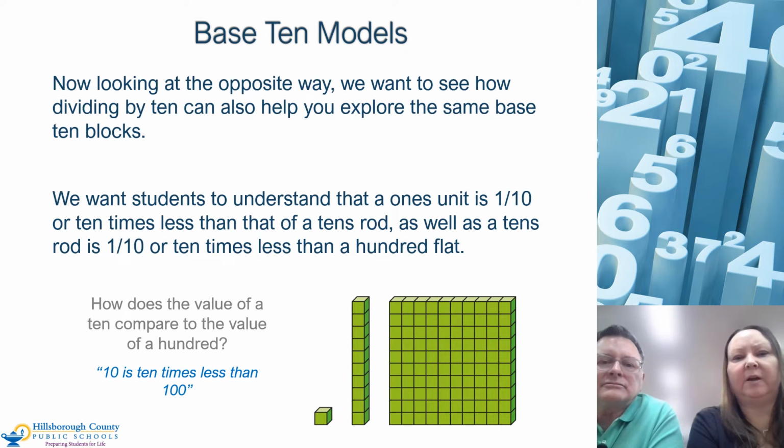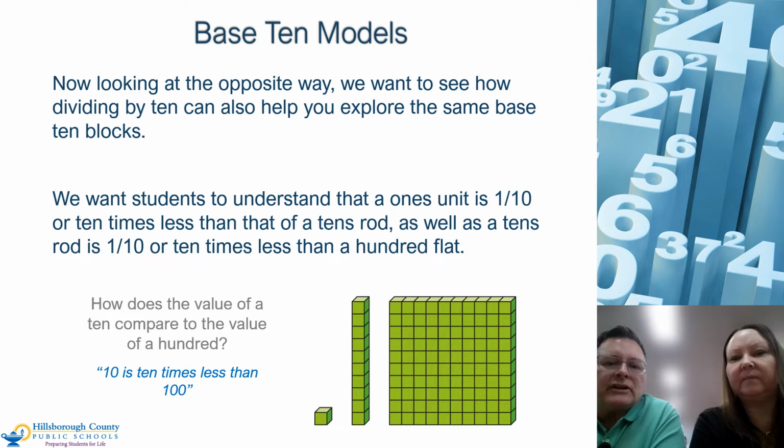Now looking in the opposite direction, we're looking at 10 times less, or dividing by 10, which is new to 4th grade. If you take a look at those base 10 blocks, and at the text in blue in quotes, 10 is 10 times less than 100. The students can see that, and they may actually have to build on top of that flat to show 10 rods, and with each rod saying 1 times less than 100, 2 times less than 100, 3 times less than 100. So they're seeing that relationship, and the same thing can happen between the cube and the rod.